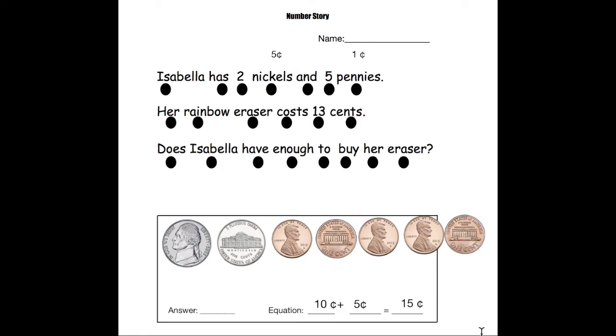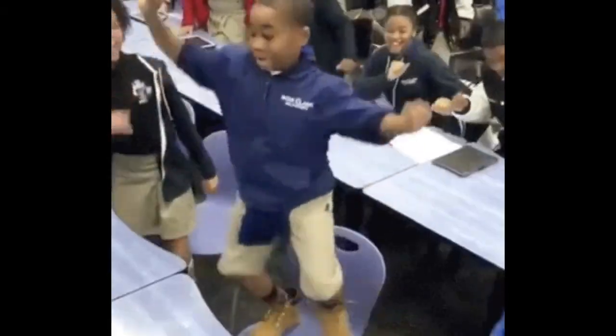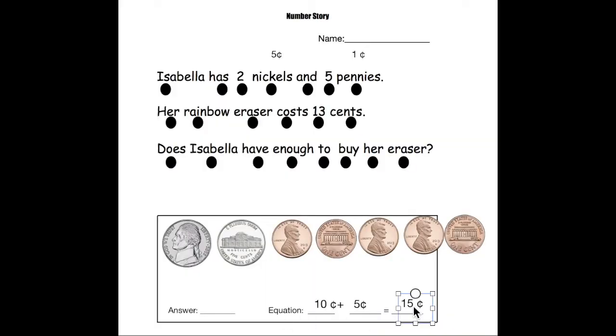Does Isabella have enough to buy her eraser? Well, her eraser cost 13 cents. And I have 15 cents, which means I have more than enough. So yes, Isabella can buy. So I'm going to go ahead and write yes. Isabella can buy her rainbow eraser because she has 15 cents and 15 cents is more than 13 cents.